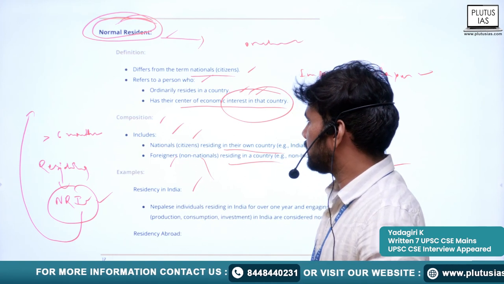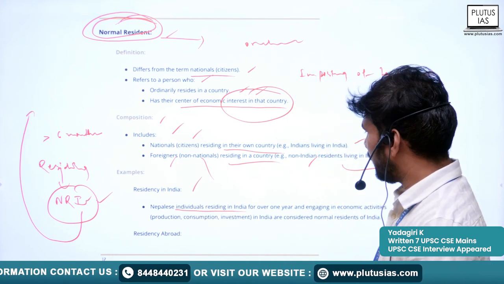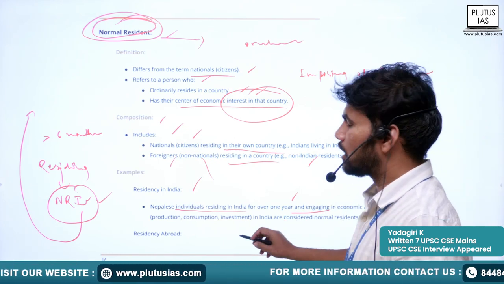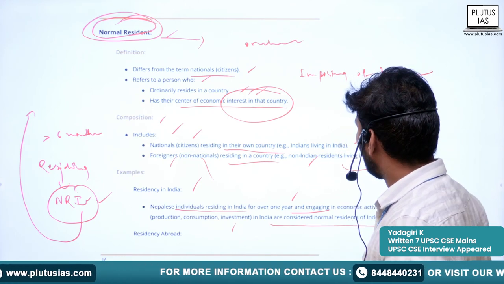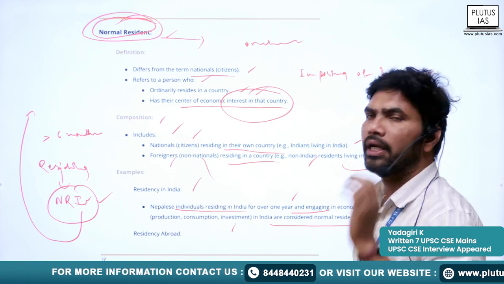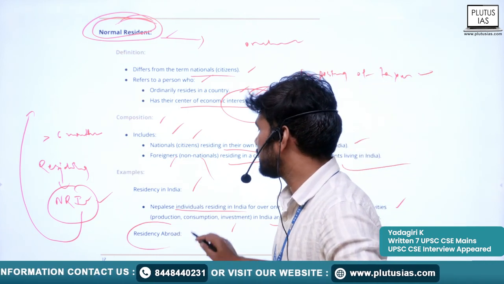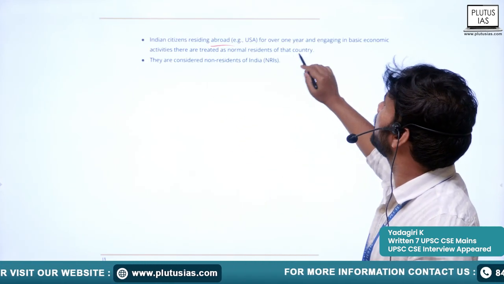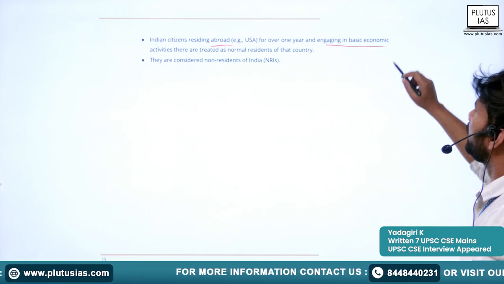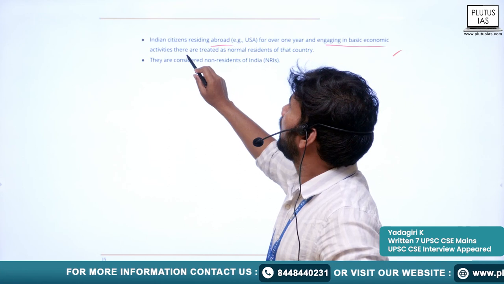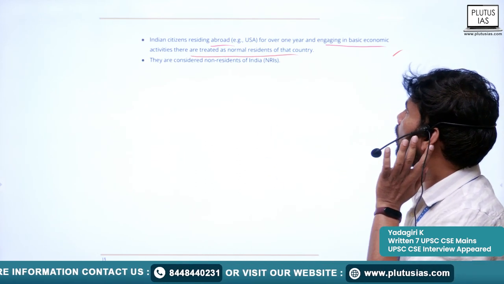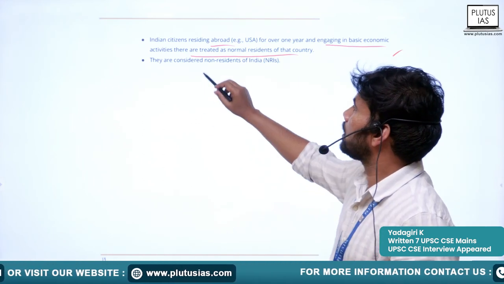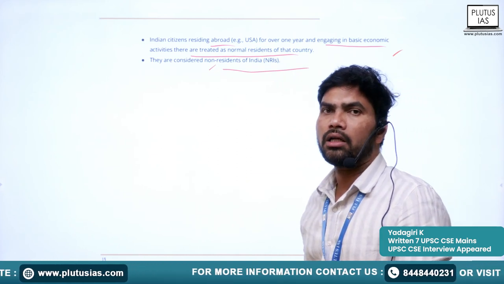Examples: if you see residency in India, Nepalese individuals residing in India for over 1 year and engaging in economic activities like production, consumption, investment in India are considered normal residents of India, right? Next, residency abroad: Indian citizens residing abroad, for example in the USA, for over 1 year and engaging in basic income activities are treated as normal residents of that country, not residents of India, right? So they are considered as non-residents of India, NRIs.